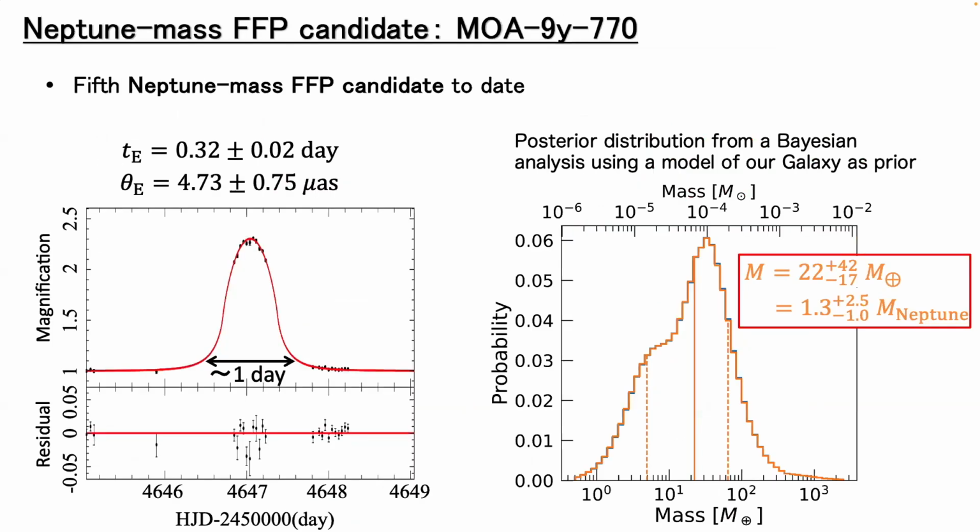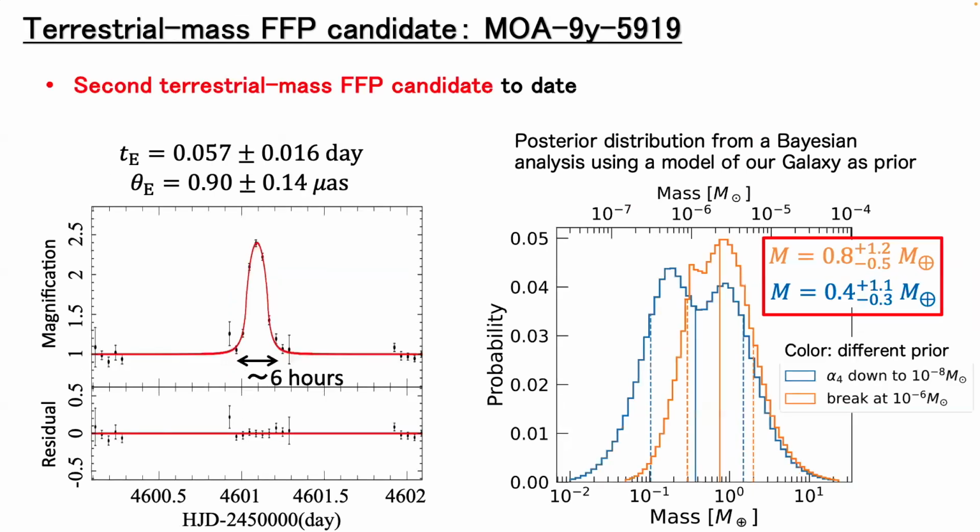This was also already introduced by Taka, but we conducted the Bayesian analysis using a model of our galaxy as a prior to get this posterior distribution of lens mass. And this reveals that the lens mass is likely to be around the Neptune mass. So this is the fifth Neptune mass FFP candidate to date.